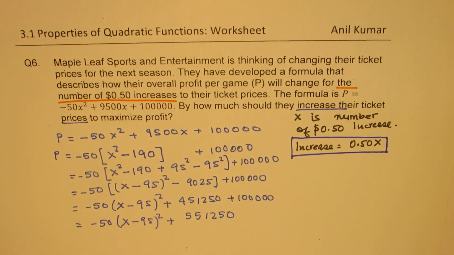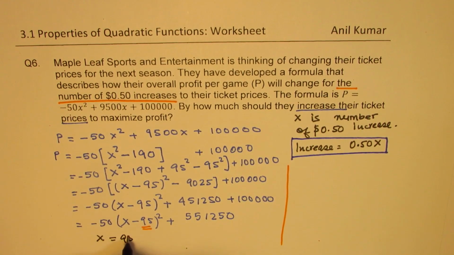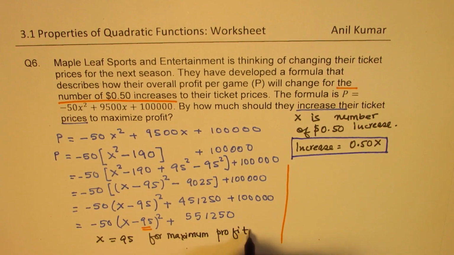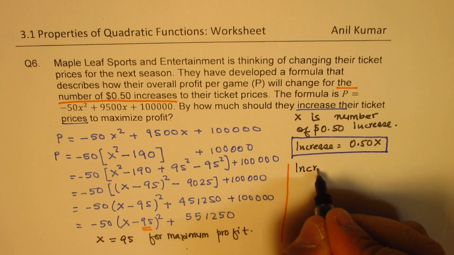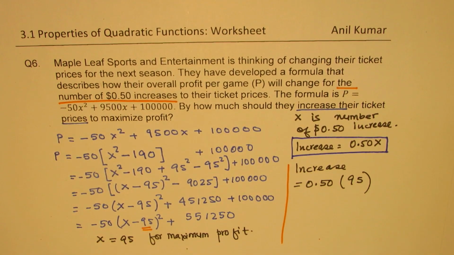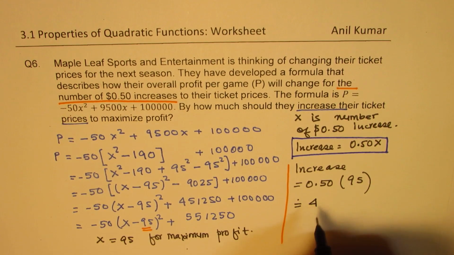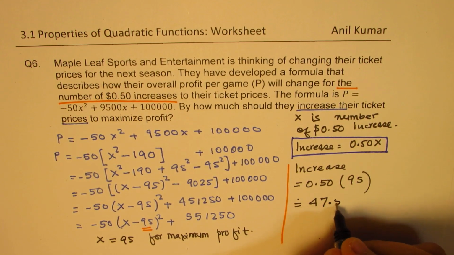Now we can write down the answer. So clearly it is 95 which will maximize. So we have x equals 95 for maximum profit. However, what is the increase? The increase is equal to 0.50 times 95. So it is not $95. It is half of $95, which is the increase. That is kind of important to understand. So we have to do half of $95, which is 47.5, which is approximately 47.